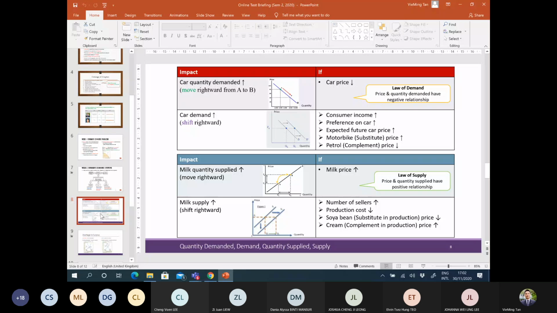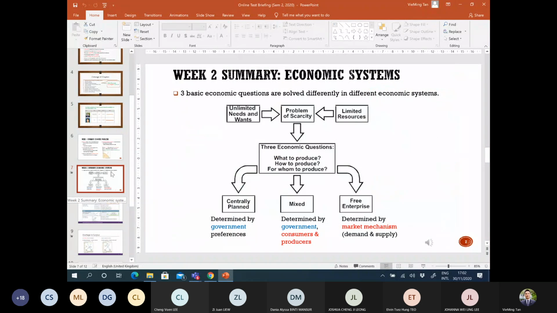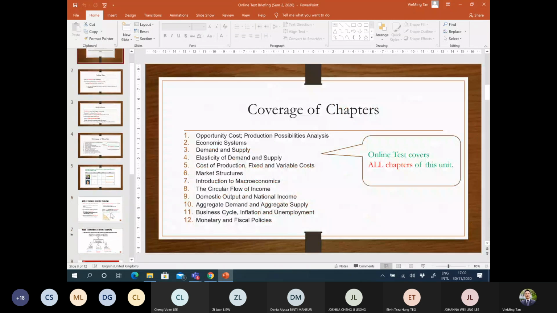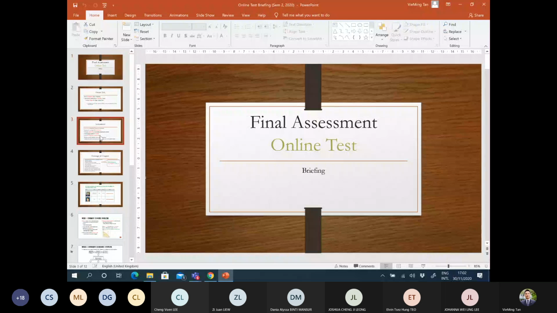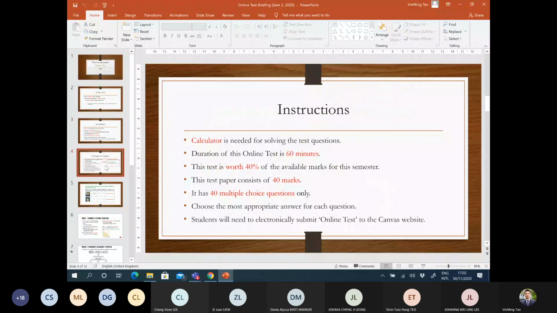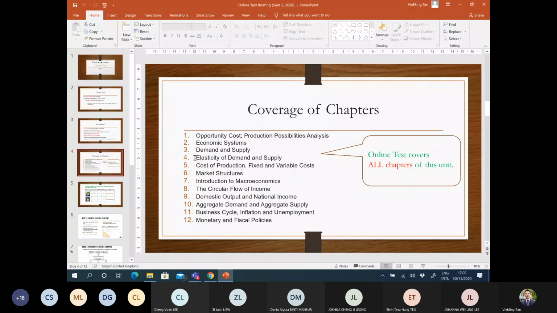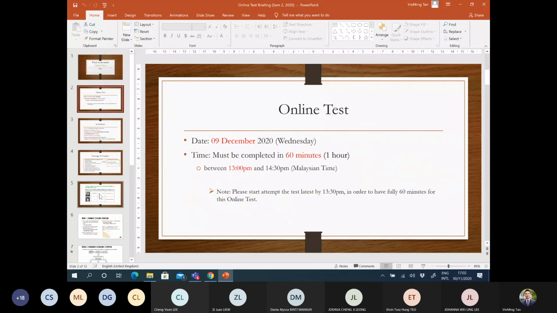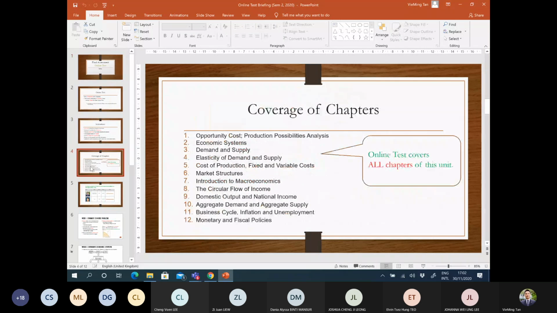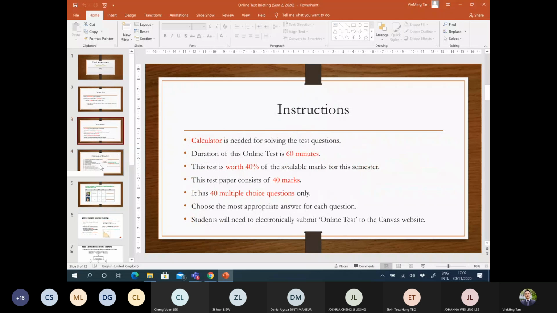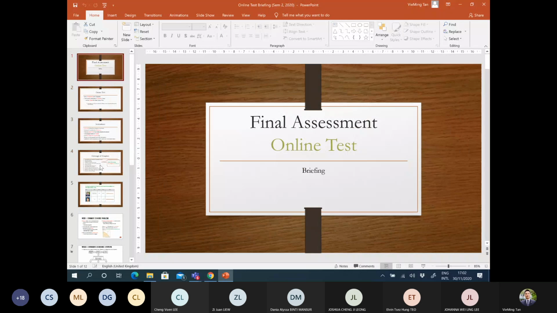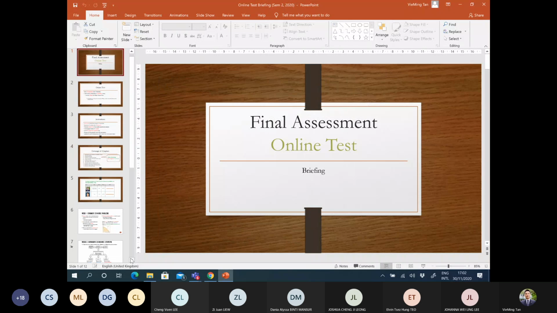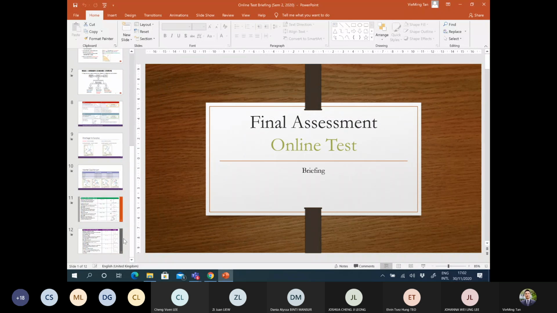So for the demand and supply chapter, make sure that you refer back to this slide again. This slide is very important. Then the next chapter is about the elasticity of demand and supply. For this chapter, you must know the formula to calculate the price elasticity of demand and also price elasticity of supply. At the moment, I'm not going to go through it with you in detail anymore. Make sure that you know how to use the formula to calculate the price elasticity of demand and supply, and when you use the formula, make sure that you also know how to transpose the formula.